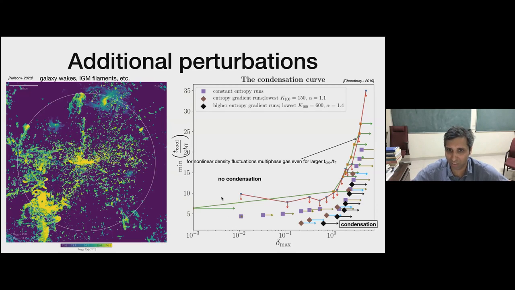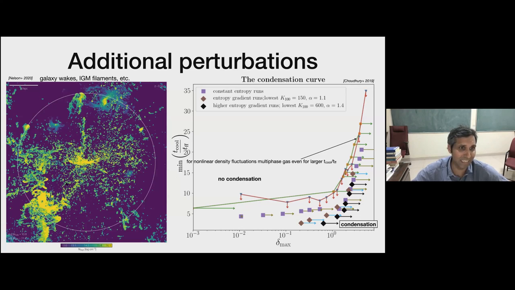If you're above this threshold, you will have no condensation, and if you're below this threshold, you have a tendency to become multi-phase. The atmosphere can become multi-phase. The key point to notice is that it has this hockey stick shape. When delta is smaller than 1, so when the perturbations are linear, then you recover the cooling time to free fall time threshold of order 10. But if your density perturbations are non-linear, then you can have multi-phase condensation even when the cooling time to free fall time is larger.